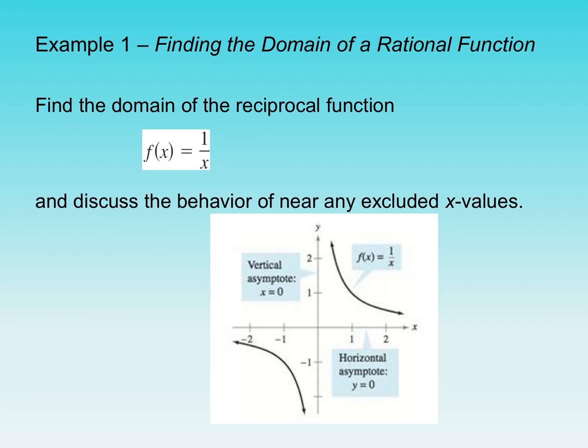So in example 1, it says find the domain of the reciprocal function. So to find our domain, we just set the denominator not equal to 0. So in interval notation, how would we write all real numbers except 0? Awesome. Negative infinity to 0 and 0 to infinity.